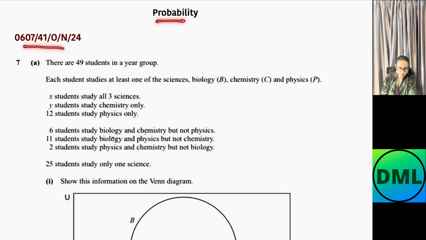Probability. We are looking at a past paper question. There are 49 students in a year group. Each student studies at least one of the sciences: biology B, chemistry C and physics P. X students study all three sciences. Y students study chemistry only. 12 students study physics only. 6 students study biology and chemistry but not physics. 11 students study biology and physics but not chemistry. 2 students study physics and chemistry but not biology. 25 students study only one science. Show this information on the Venn diagram.